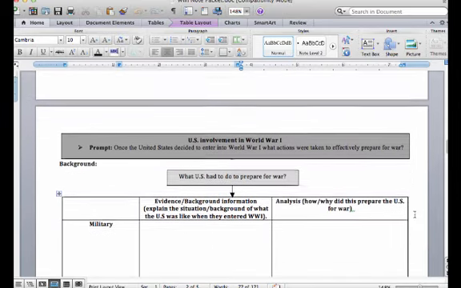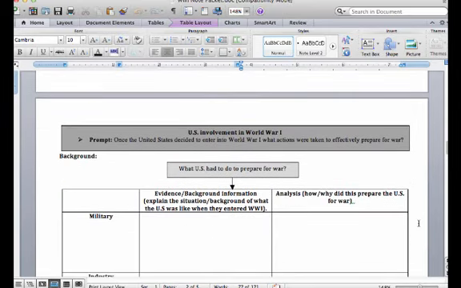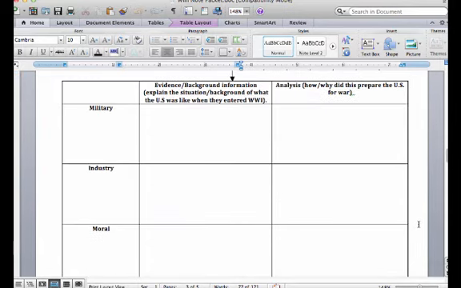And once the United States decided to enter the war, enter World War I, what actions were taken to effectively prepare for war? When we entered the war on April 2nd, 1917, we had 200,000 men in the military. Nowhere near enough. So we instantly initiated the draft. Probably should have done this before we declared war, but whatever.